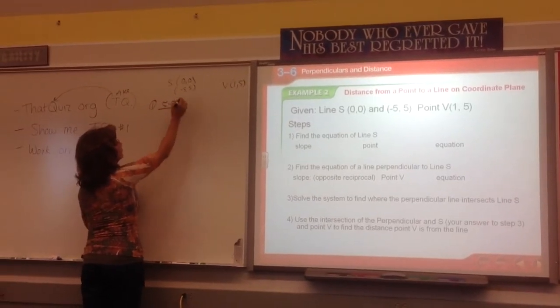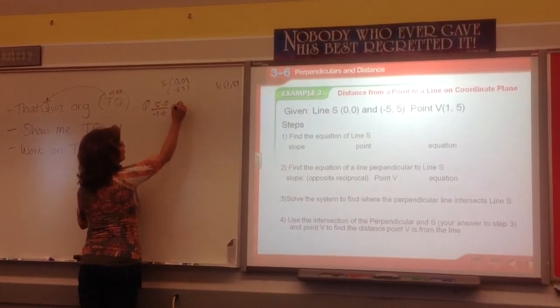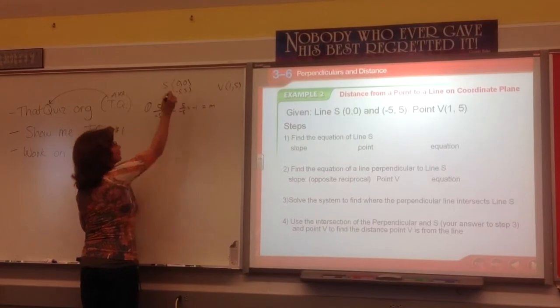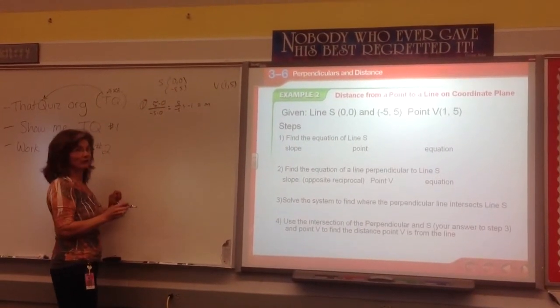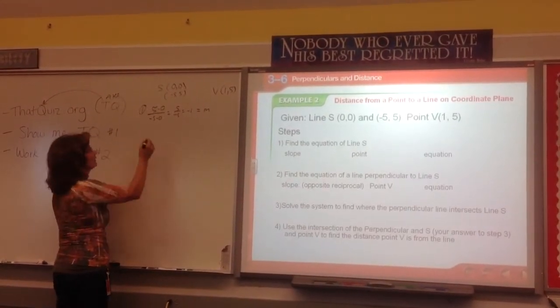5 minus 0, y minus y over x minus x. We end up with 5 over negative 5 equals negative 1. That's the slope of line S. We have a point. We can use either point to write an equation. I use the ones with zeros and ones if I can, easier.